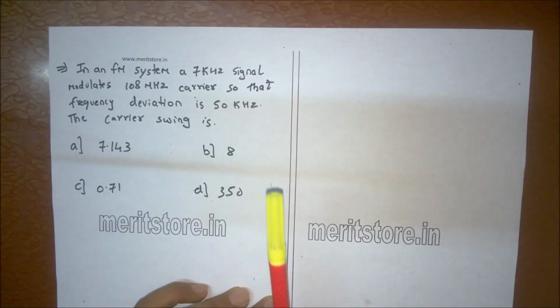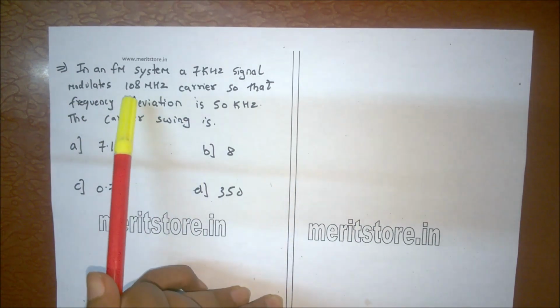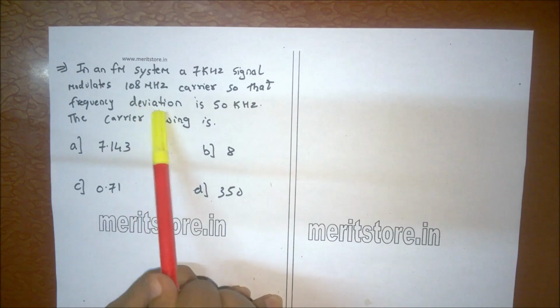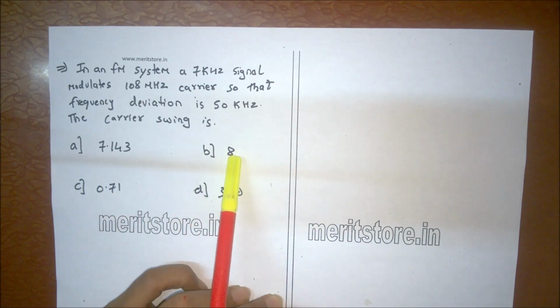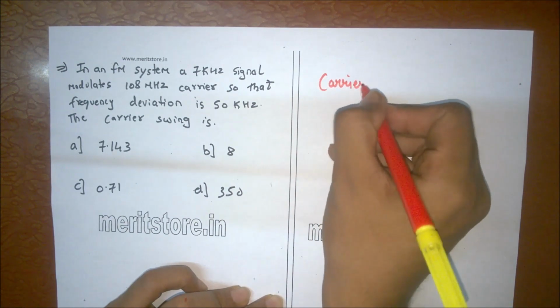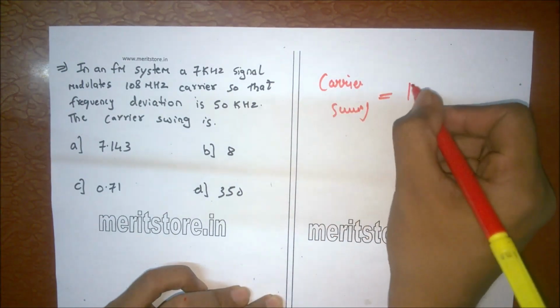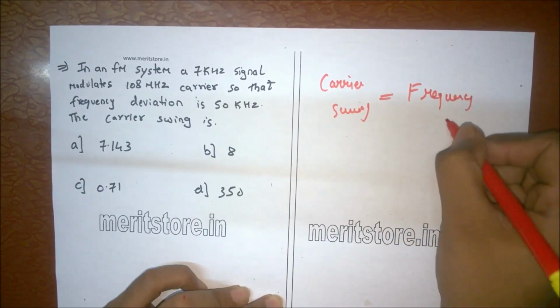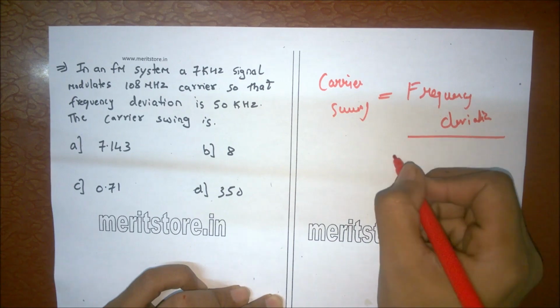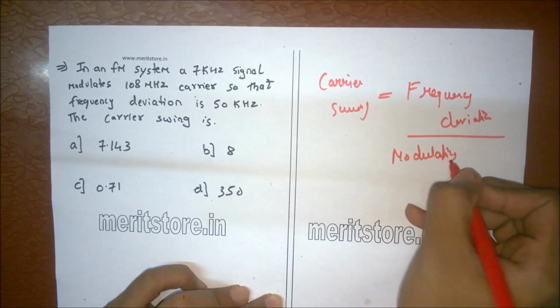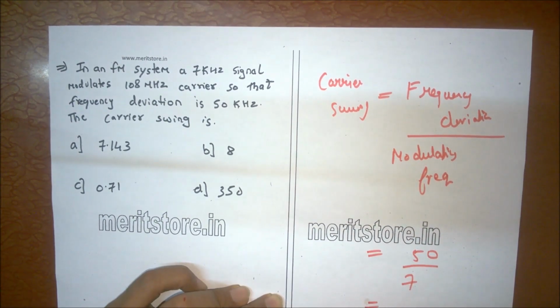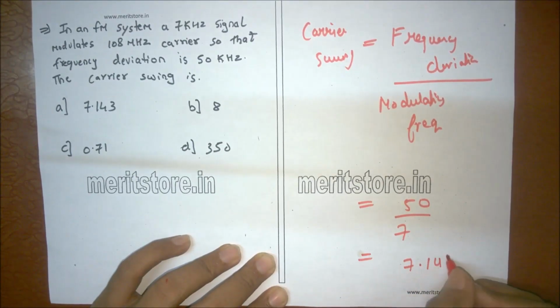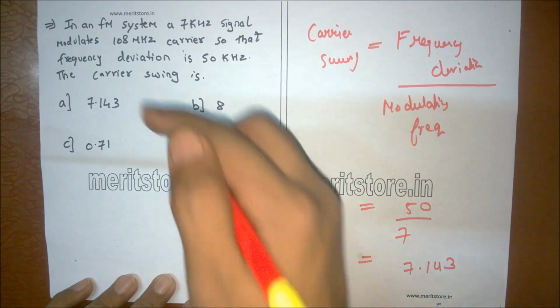In an FM system, a 7 kHz signal modulates a 108 MHz carrier, so that frequency deviation is 50 kHz. The carrier swing is A 7.143, B 8, C 0.71, and D 315. Now, the carrier swing is given by the formula frequency deviation upon modulating frequency, which is equal to 50 upon 7, which is equal to 7.143. Therefore, the correct answer is option A.